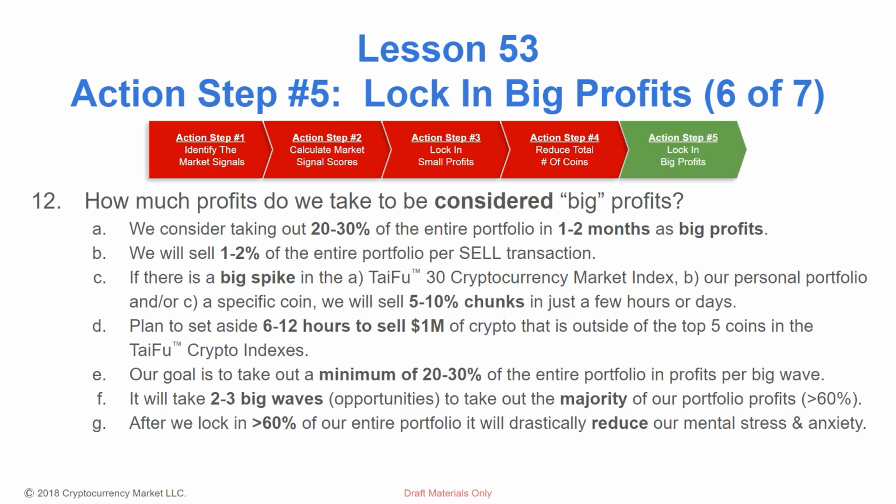And when I say the majority, I'm talking about greater than 60% of our entire portfolio. After we lock in greater than 60% of our entire portfolio, it will drastically reduce our mental stress and anxiety, and we will be able to hold the remaining balance for a much longer period of time, and we will be able to ride out the trend much longer. That is why we take out such a large chunk of our profits.